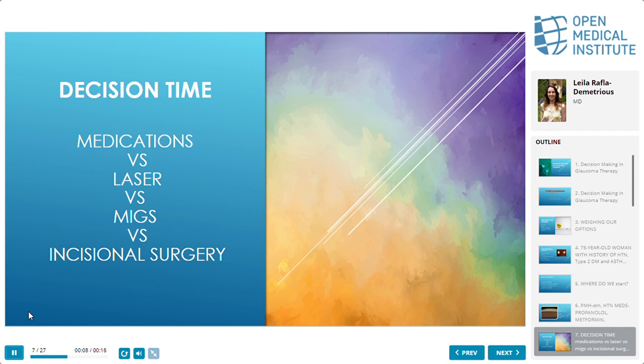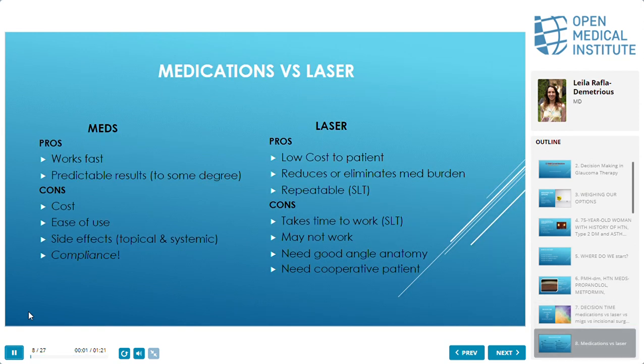But we could also start her on medications, and then further down the line, think about minimally invasive glaucoma surgeries or incisional surgery. So when we discuss what we're going to do for patients, I always open up the topic to them. I say, okay, well, we can start you on medication, or we can do a laser, depending on your angle morphology. So there's pros and cons of everything, right? So obviously we know that a medication, that's kind of a layup. It works pretty quickly. We can generally get a pretty predictable result if we start people on eye drops.